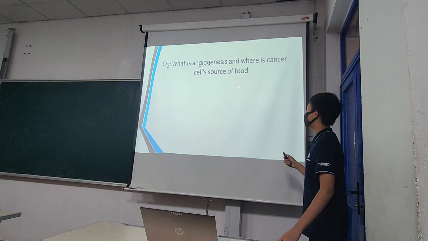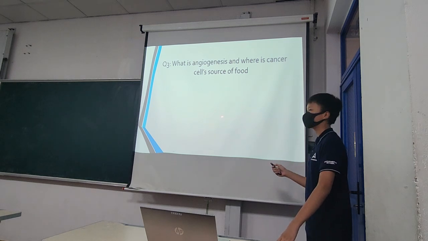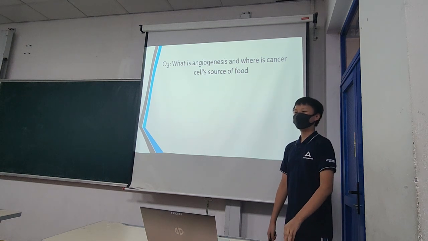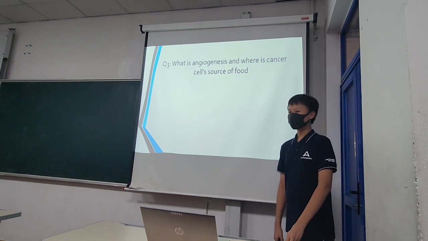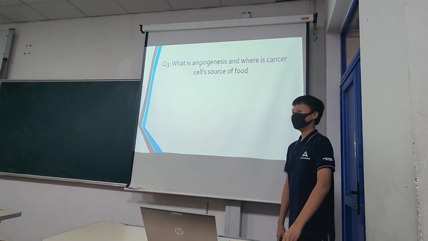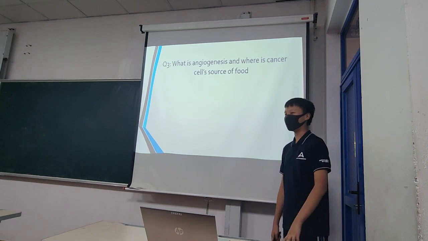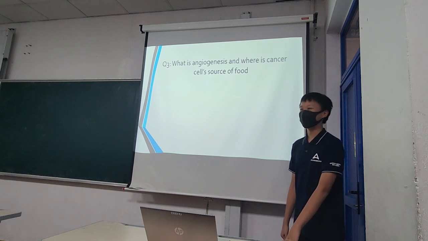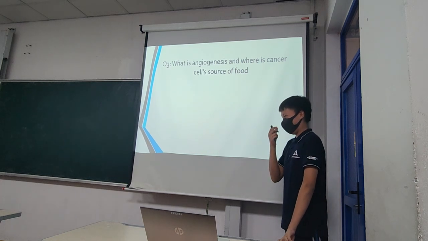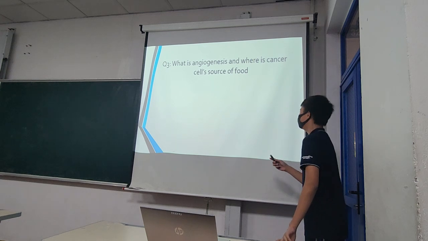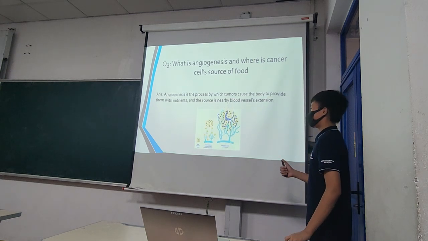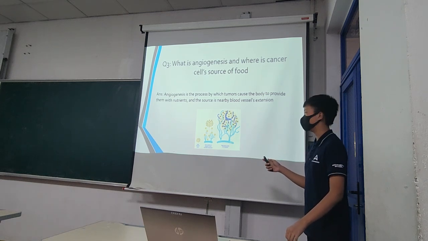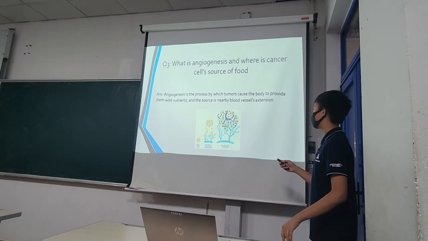Can anyone tell me what angiogenesis is and what the cancer cells' source of food is? New rule: if 3 persons cannot answer, then we will skip the question. The answer is angiogenesis, the process by which tumors cause the body to provide them with nutrients, and the source is nearby blood vessel extensions.